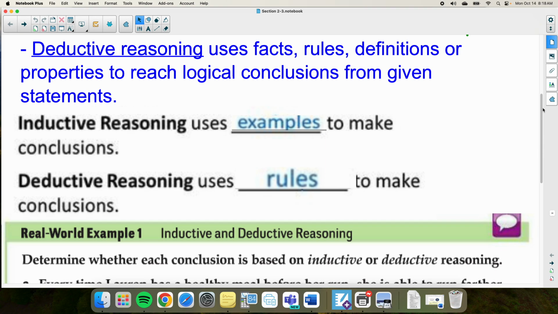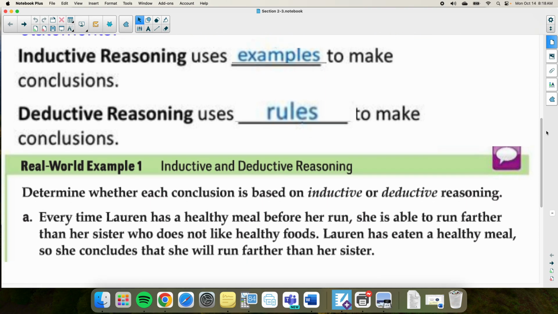So one of the things that we need to do today is be able to determine if something is an example or if something is an actual rule, okay? So I'll try to give you guys an example.